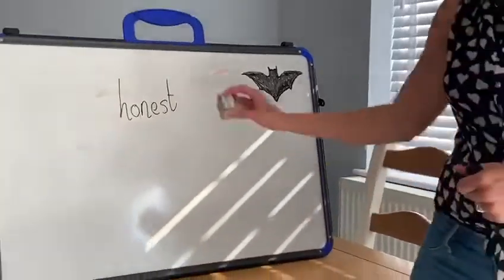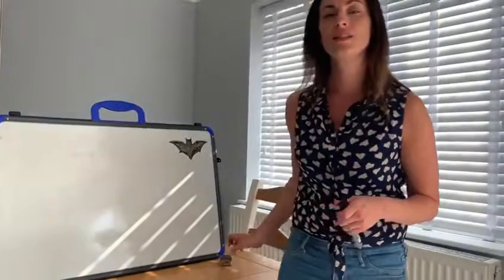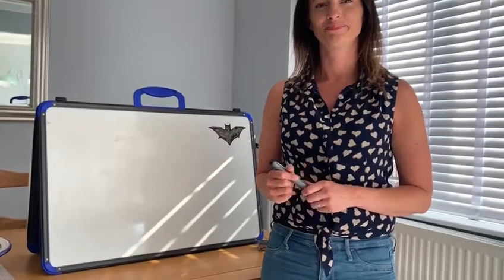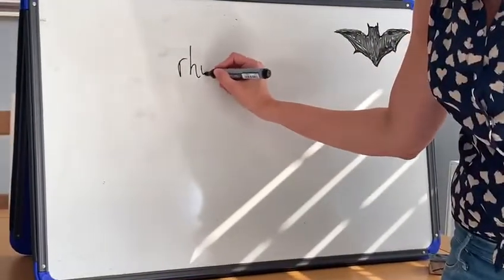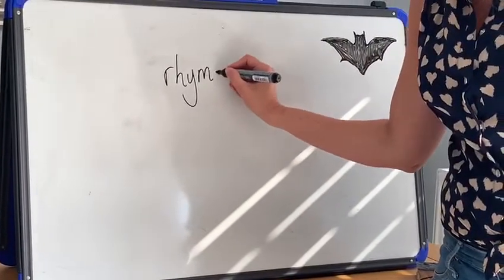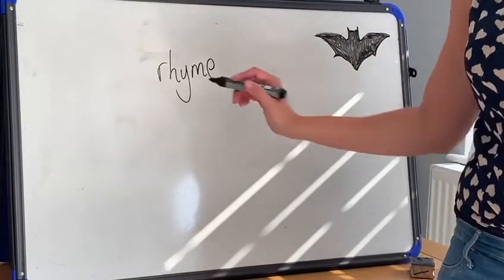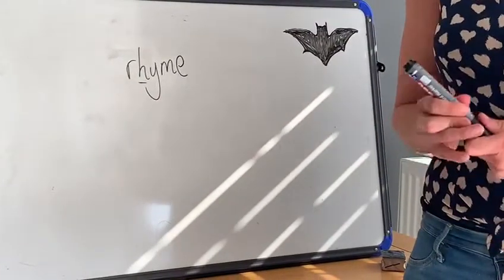Okay, I'm going to do one more. And the last word I would like you to write is the word rhyme. Lots of poems rhyme. Okay, our silent H is the second letter in that word.